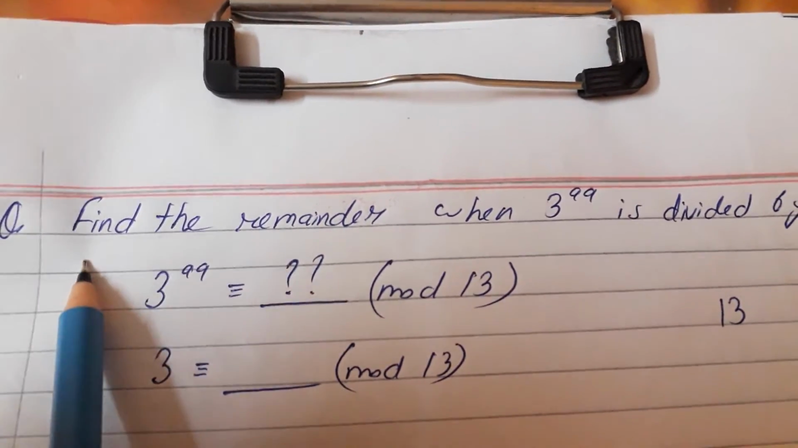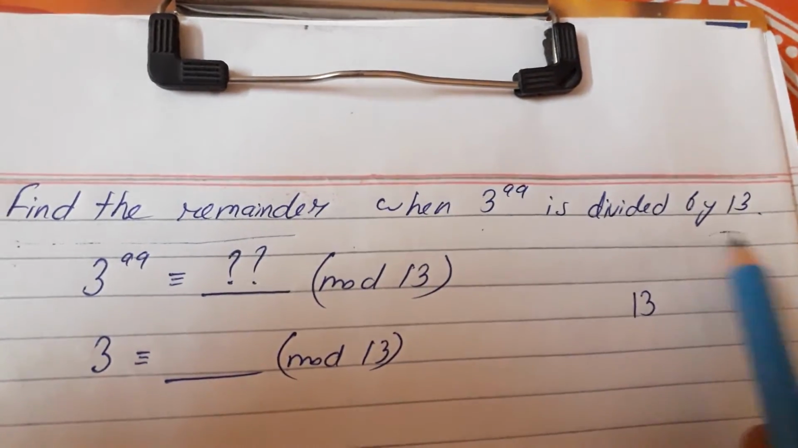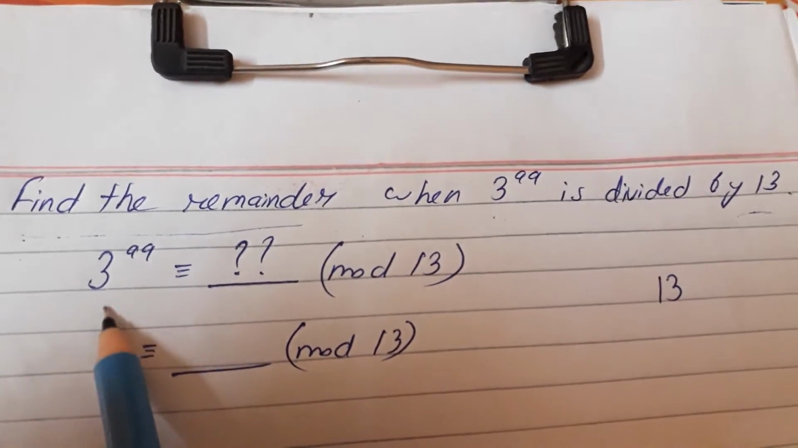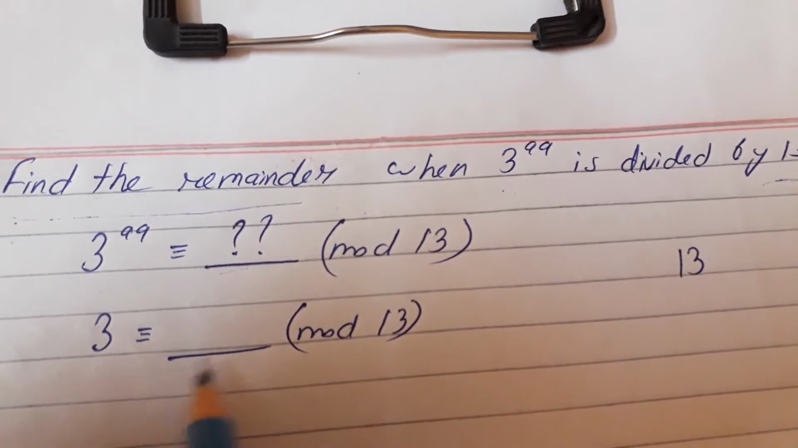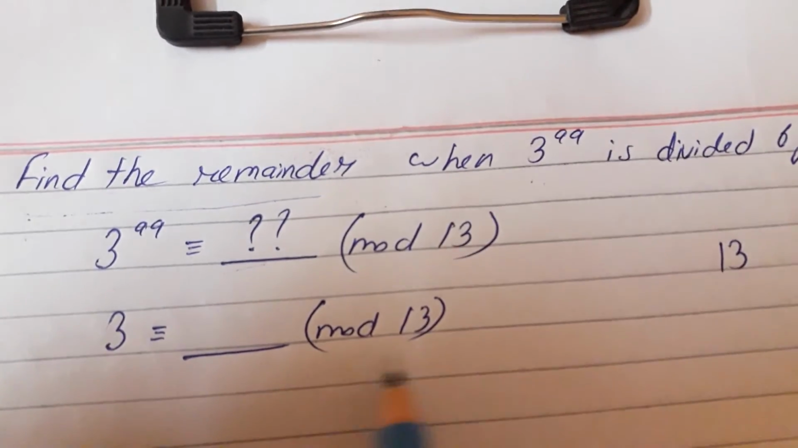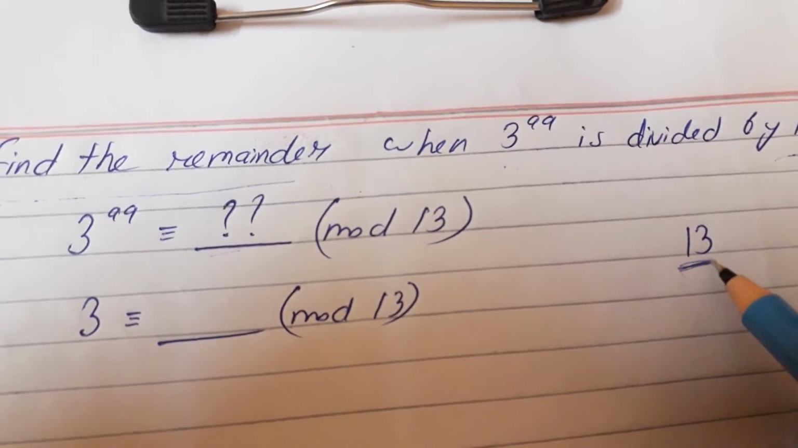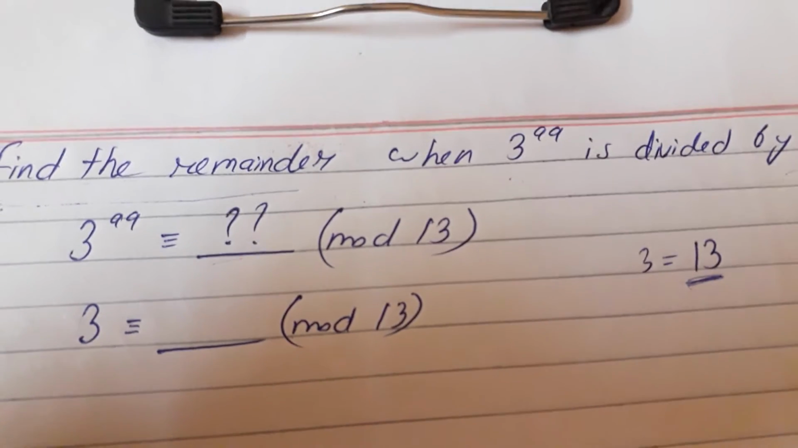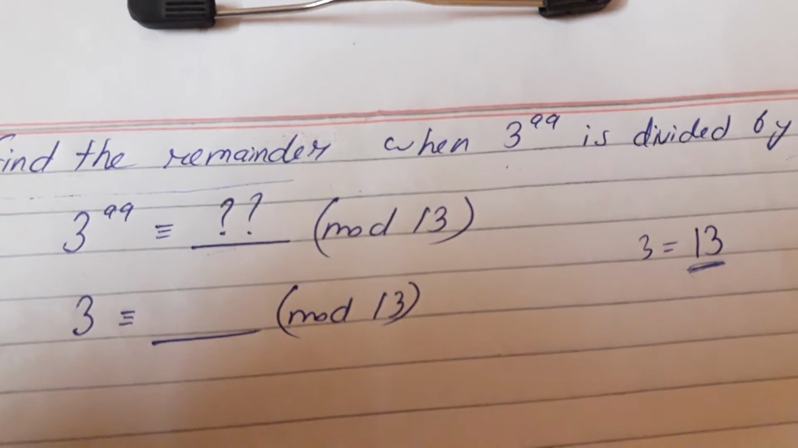Now see the next one. Here you have to find the remainder when 3 to the power 99 is divided by 13. So in the first case, forget about the power. You have to write 3 congruent mod 13. Now in this case the divisor is 13, and you have to get a multiple of 3 here. I have already told you that you always try to bring 1 or minus 1 here.